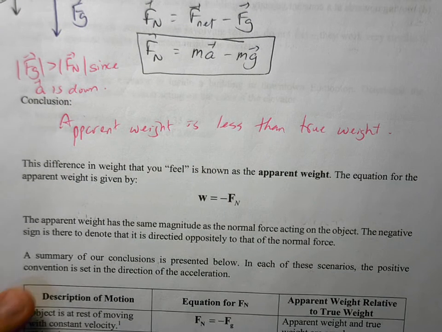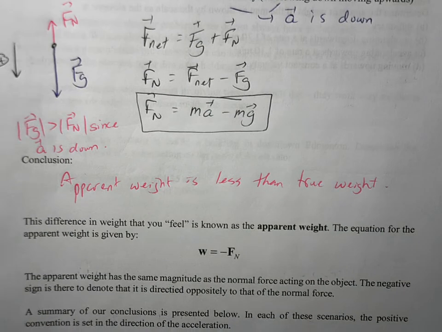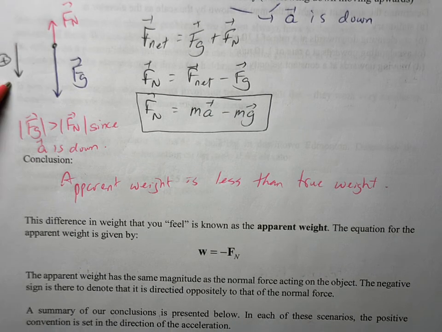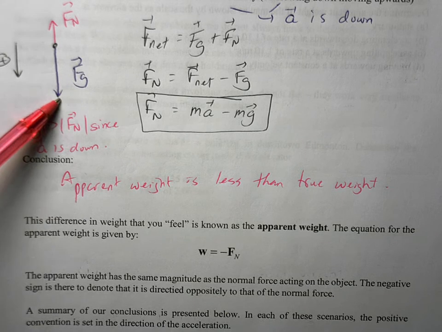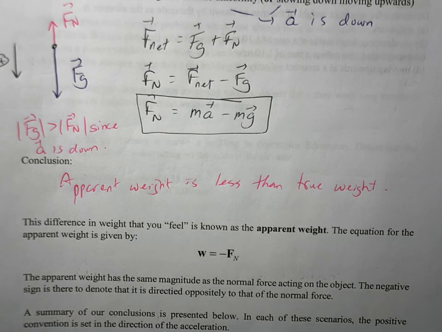And we don't even have to do any of these formulas to see that. We can even see that in our free body diagram. If this is accelerating down, Fg, the true weight, has to be greater than this apparent weight. So we can see that without even doing the formulas. So that's something to keep in mind.